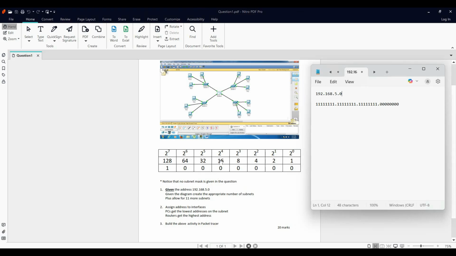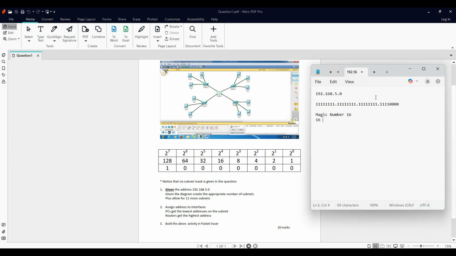So we're going to borrow 4 bits from the host, right? 1, 2, 3, 4, and our magic number would be 16. Alright, so we're going to get a total of 16 networks, and it's going to increment in 16 as well. So we're going to have 16 hosts along with 16 networks, because apart from these 4 networks, it's asking us for 11 more subnets. So this falls well within our range. Alright, so we're going to use the magic number 16.